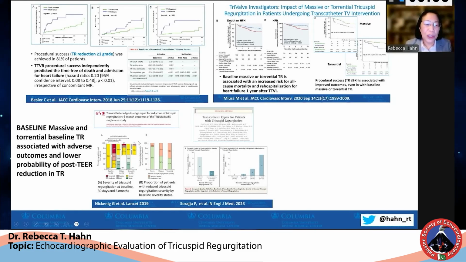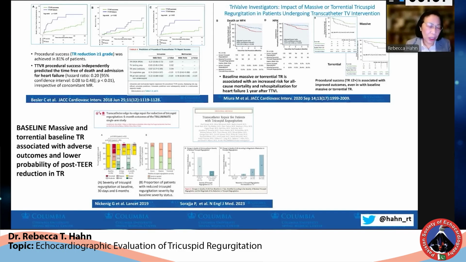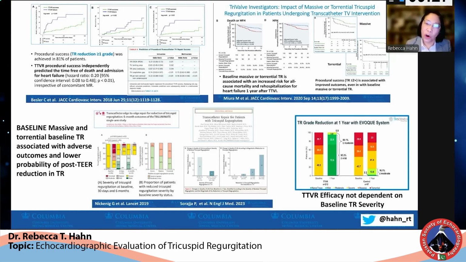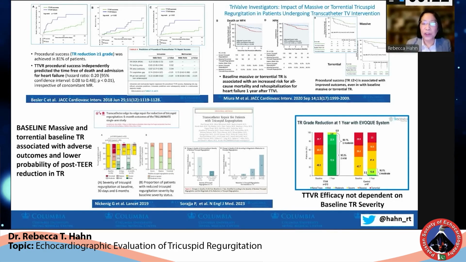And then, of course, the TRILUMINATE study, both in the early feasibility and the randomized controlled trial, showed that with increasing baseline severity of disease, there was a reduction in the ability to get to moderate after the TEER device, the transcatheter edge-to-edge device. Now, remember that this is not true for the replacement devices. Efficacy here was the same for all baseline severities of TR. And so the replacement devices don't actually care how severe the baseline TR is.